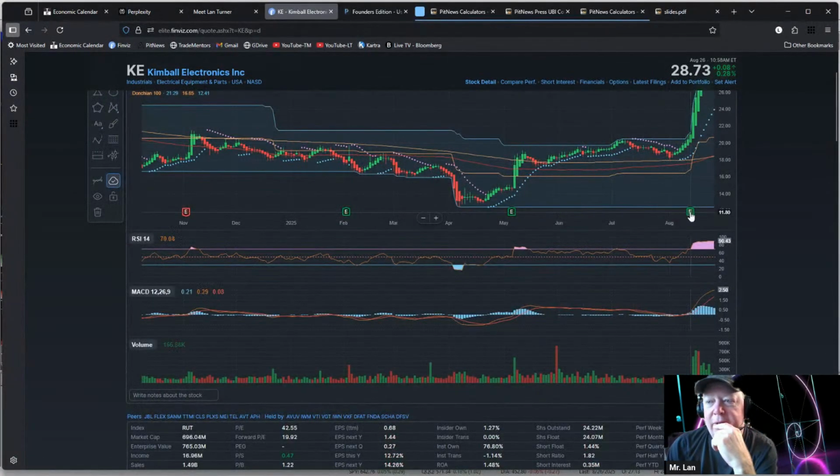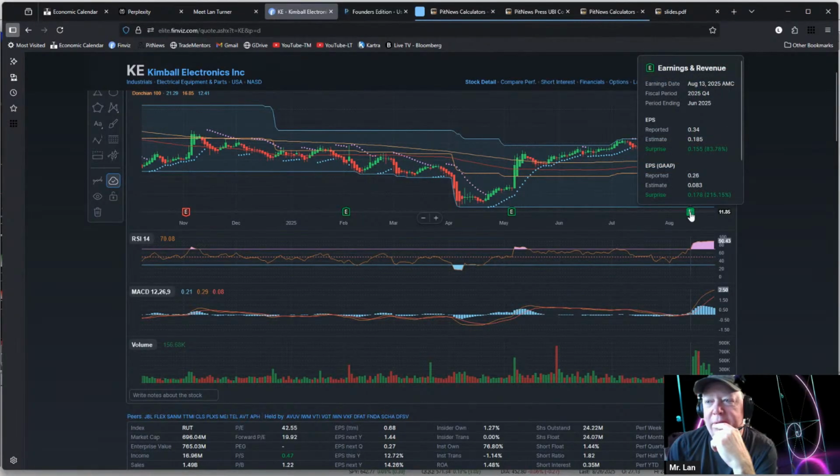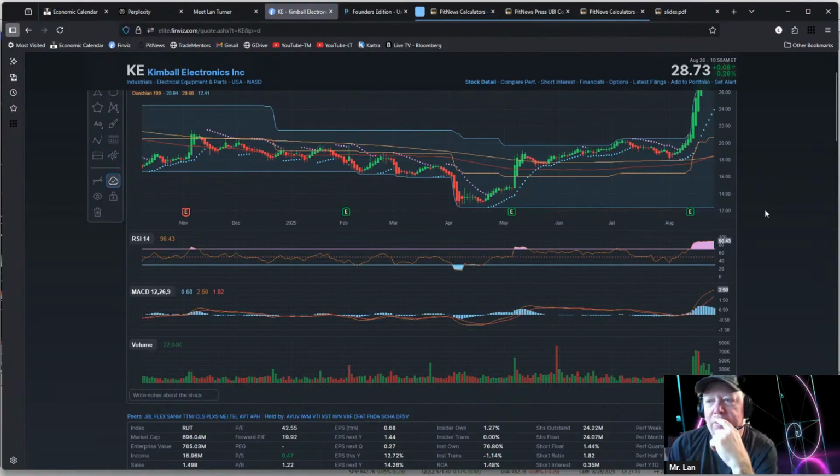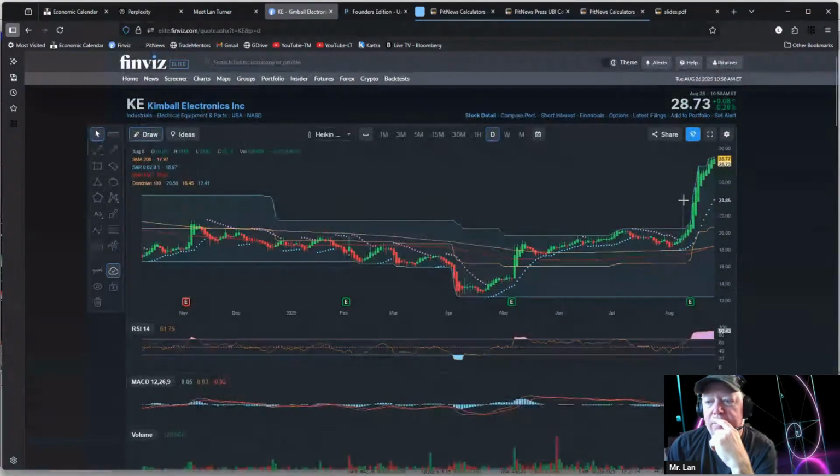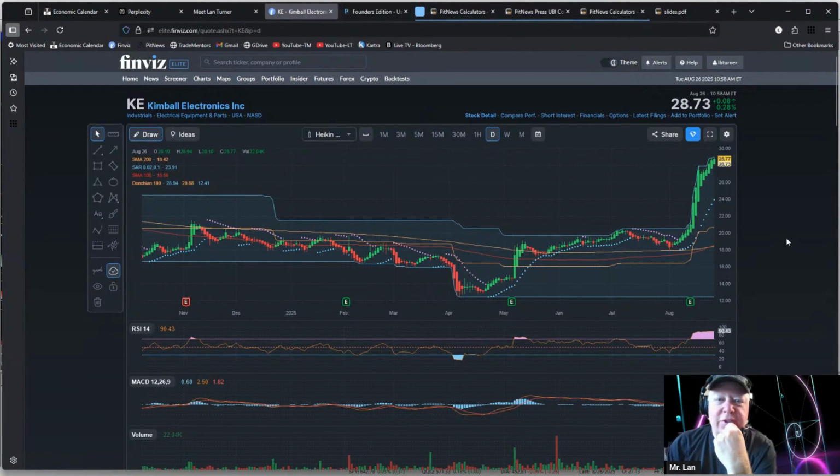When are they going to have? They just had earnings right here. Why are they questioning it? It's going to the moon. It's way overbought on the RSI. MACD's way up, coming down. We'll probably get a flush on it on the daily chart, but everything looks good.